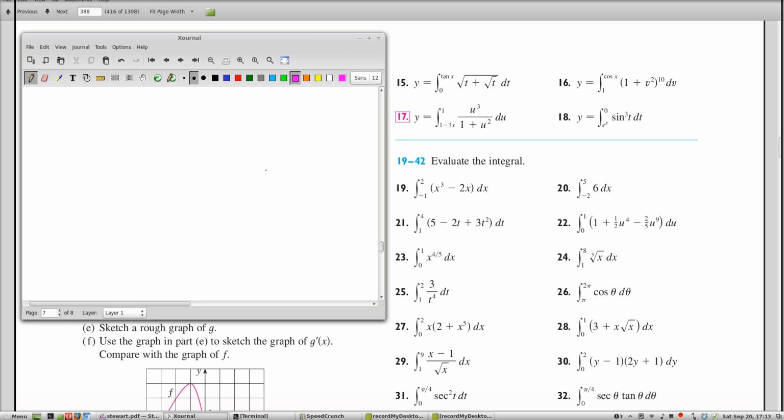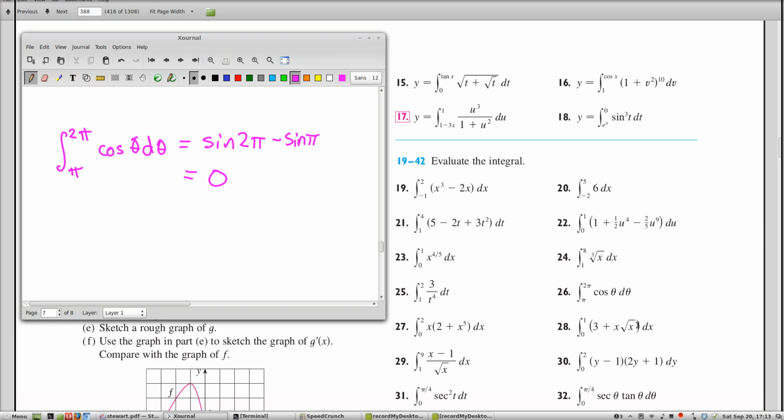Let's try something different than that power rule. It gets kind of boring. So pi, 2 pi of cosine theta d theta. So the antiderivative of cosine is sine. And so this is sine 2 pi minus sine pi. And so sine 2 pi is 0, sine pi is 0, so this is 0.